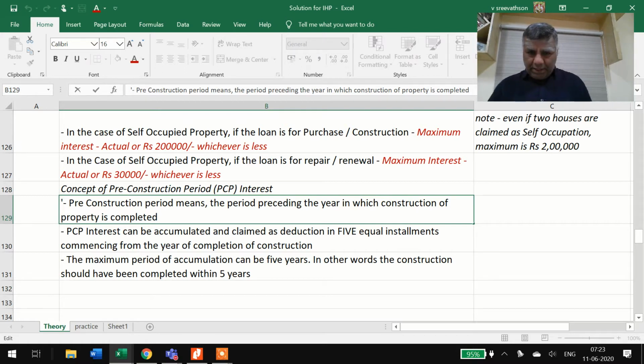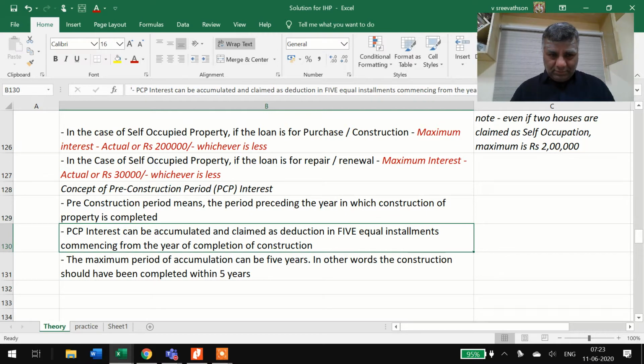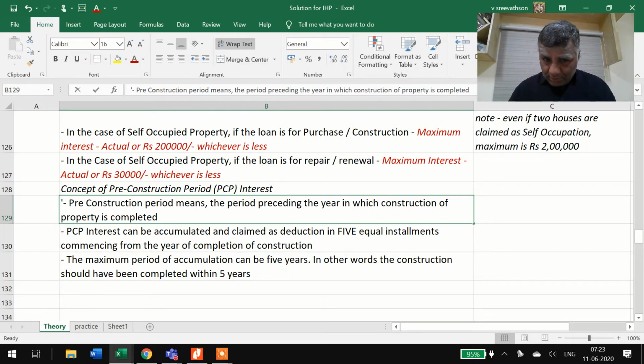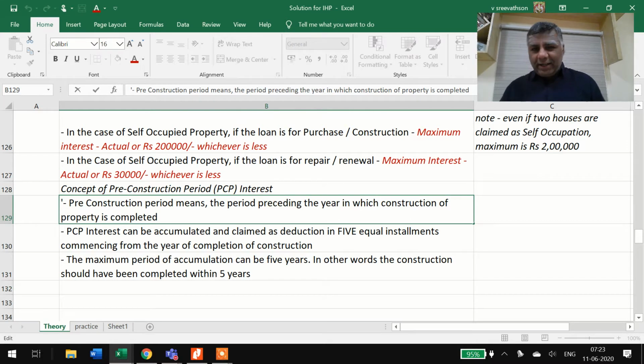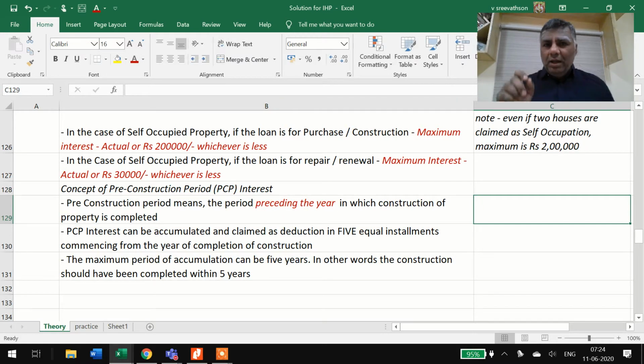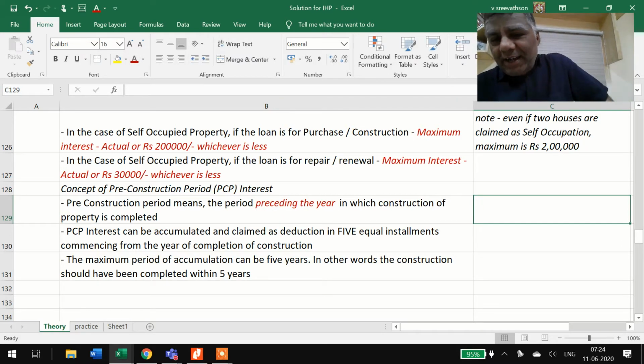Pre-construction period means the period before the construction is completed. Okay, read what you have written. It is the period preceding the year in which construction of property is completed. Please take a highlighter and highlight "preceding the year".